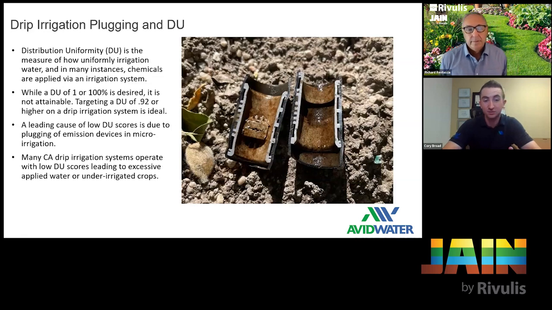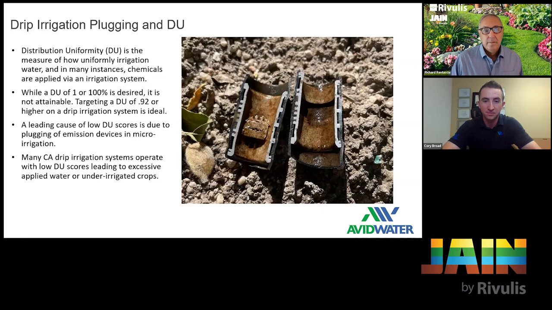A leading cause of low DU is plugging of emission devices. You can see the picture on the right-hand side. I took this picture 2 years ago. I remember very specifically, this was probably end of July, beginning of August, pre-harvest in almonds. It was probably 104 degrees out every single day. And these trees were starved for water, and we had to go out and perform a remediation treatment and a number of different things. This was before I had even left my previous role, and I was just here to help out on some ideas of things we could do.